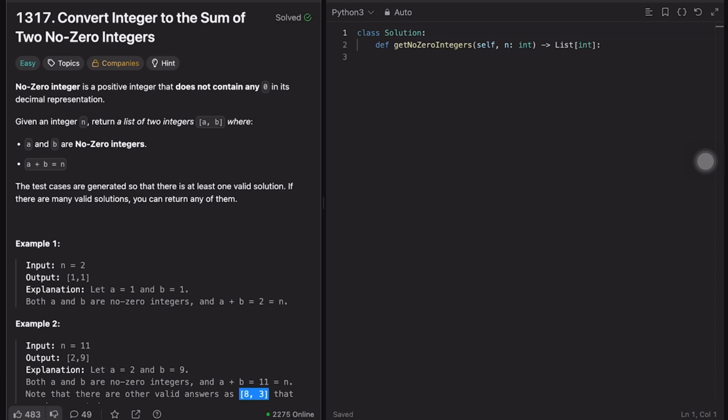Let's take a look at how we are going to approach this question. As they have given n equals 11, we can't take 1 and 10. Generally we can return any answer, right? So first we'll take a as 1 and b equal to n minus a. That will be our starting case. So a equals 1 means b equals 10.